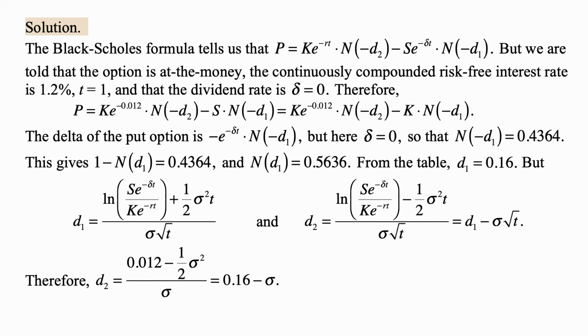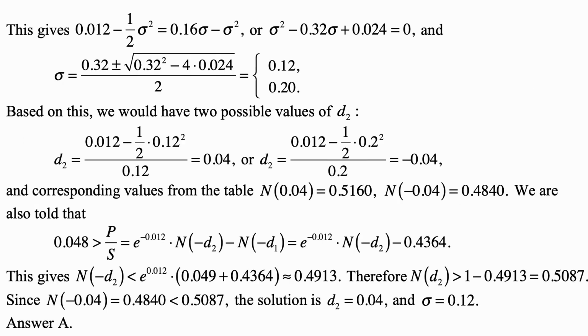So we write d2 in two ways: based on d1 it is 0.16 minus sigma, but also based on the standard Black-Scholes formula, it is negative 0.012 minus 1/2 sigma squared over sigma. This gives 0.012 minus 1/2 sigma squared to be equal to 0.16 sigma minus sigma squared, or sigma squared minus 0.32 sigma plus 0.024 equal to 0. This is a quadratic equation. We solve it using the quadratic formula and obtain sigma to be either 0.12 or 0.20.